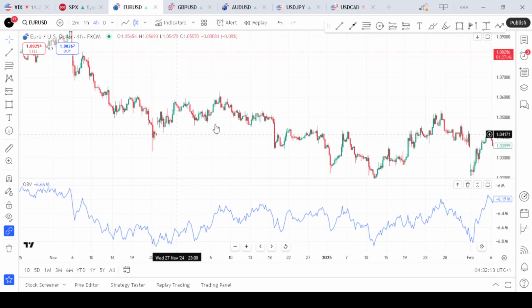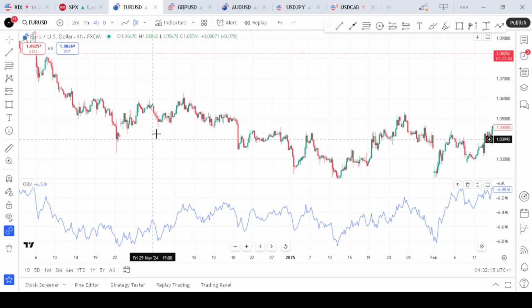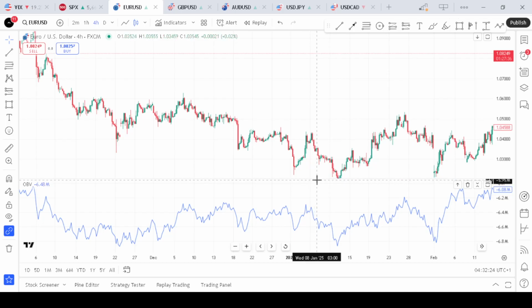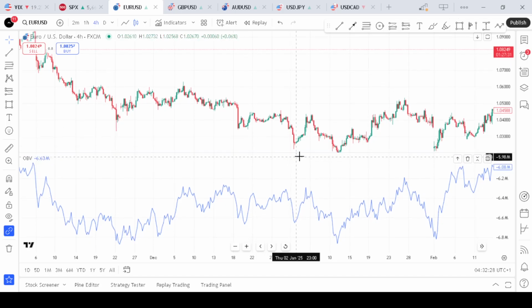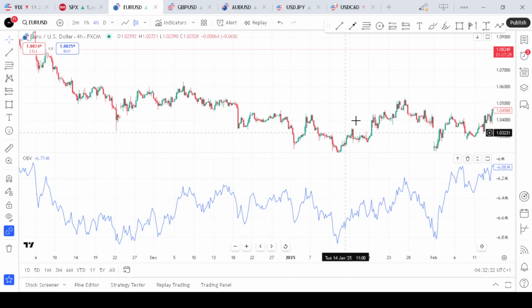And the OBV, which is the On-Balance Volume indicator, is a technical analysis tool. It is designed to relate price and volume in the financial market, helping traders understand market sentiment and predict potential price movement.